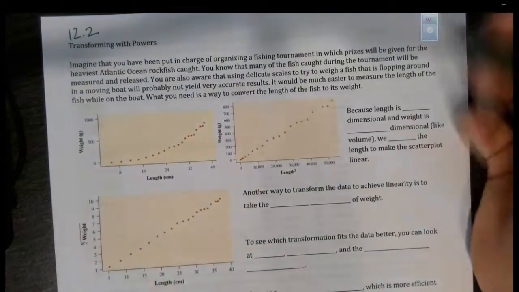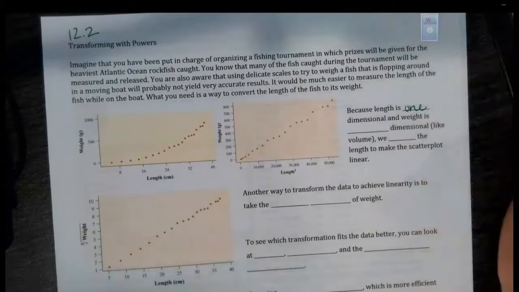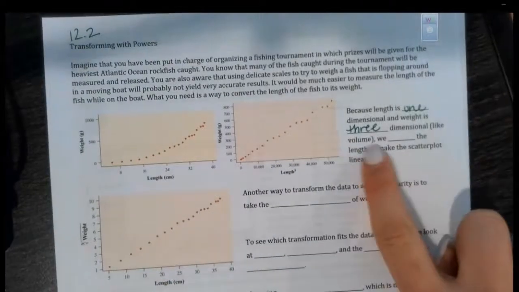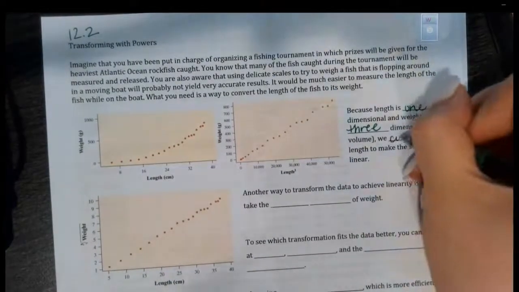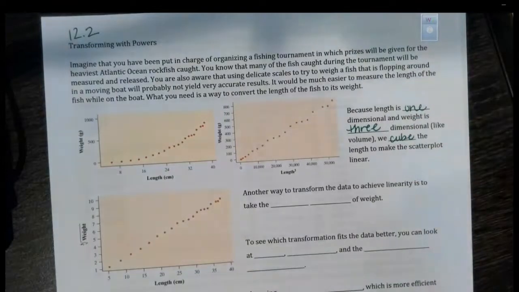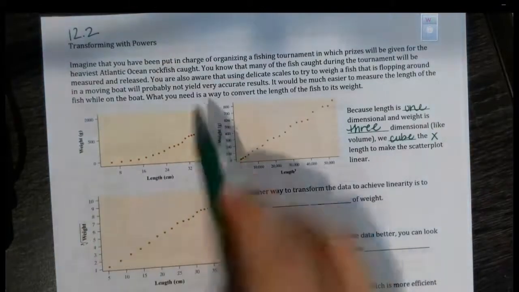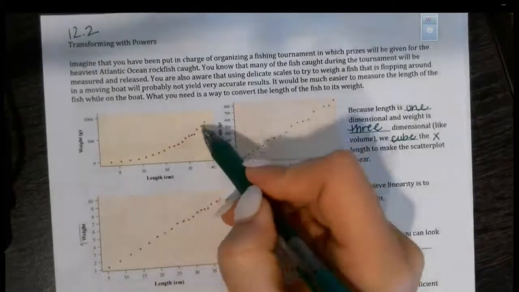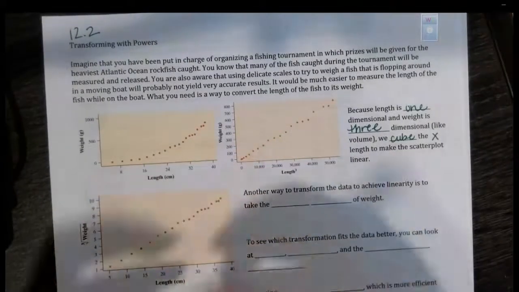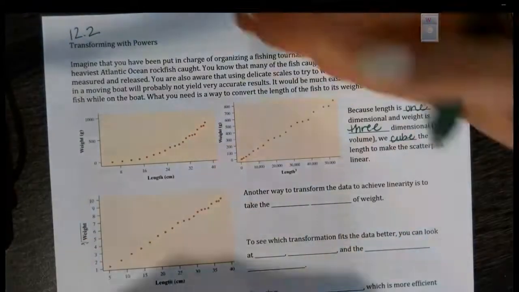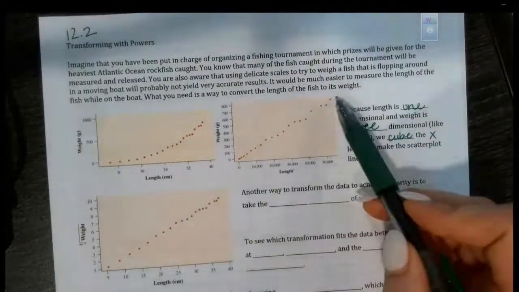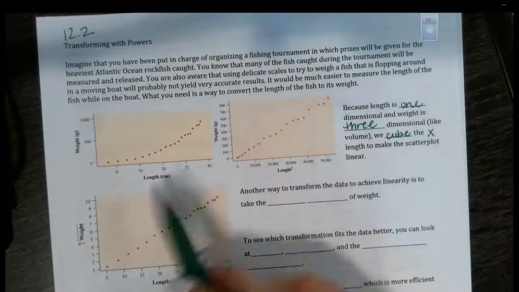Because length is one dimension and weight is three dimensional, like volume, we cube the x length to make the scatter plot linear. And so this is the original. You can see how if you were to continue it out this way, you could potentially see a horizontally stretched or vertically compressed cubic function. And if you transform it, it looks much more linear, right? And so this is length and weight.